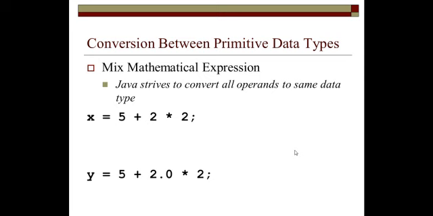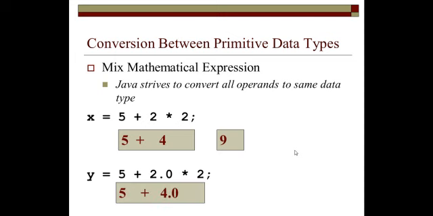Now, what if I have mixed mathematical expressions here? Java strives to convert all operands to the same data type. So if I have 5 plus 2 times 2, it's going to be 5 plus 4. Now remember, it's Please Excuse My Dear Aunt Sally, so it does the multiplication first and then the addition. The result is an integer 9. Now what if I have 5 plus 2.0 times 2? It actually has 5 plus 4.0. Now that's a double. When I have a double plus an integer, it results in a double. So the result is a double 9.0, whereas the first one was all integers, and that result was an integer 9.